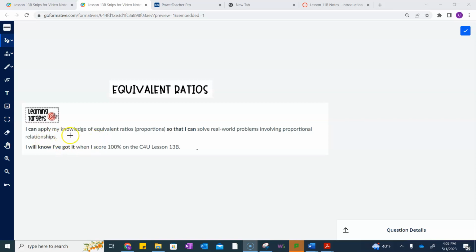So in this lesson, we're going to apply our knowledge of equivalent ratios, also known as proportions, so that you can solve real-world problems involving proportional relationships. You'll know you've got it when you score 100% on the assignment over this lesson.